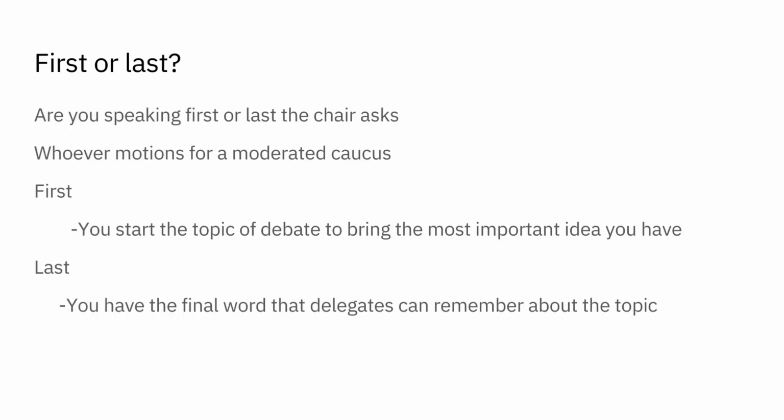First and last. When you motion for a moderated caucus, you are going to be asked if you want to speak first or last. So, the pros and cons of speaking first and last. If you're the one that asked for the moderated caucus, you're the one that gets this option, because you are the one that motioned for it. Are you speaking first or last?